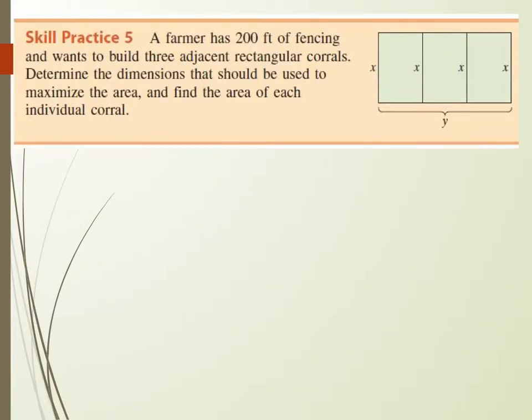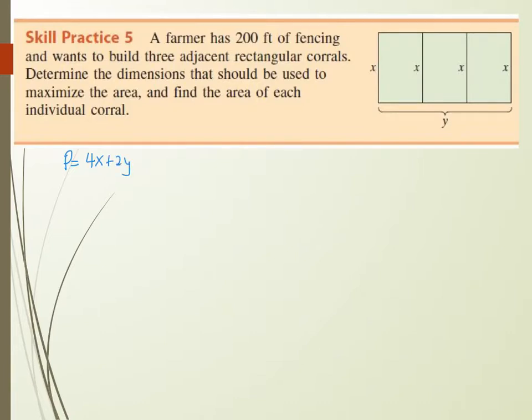So here's a very interesting problem. A farmer has 200 feet of fencing and wants to build 3 adjacent rectangular corrals. Determine the dimension that should be used to maximize the area and find the area of each individual corral. Well, the first step is to find the perimeter of all of these different corrals. So in this case, the perimeter, which is 200 ultimately, is 4x plus 2y.